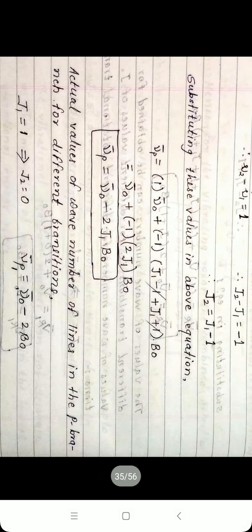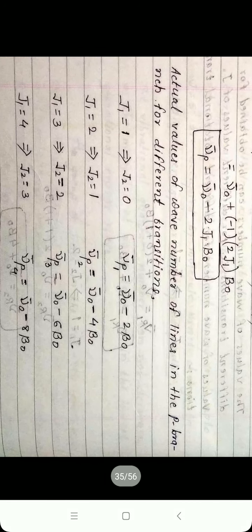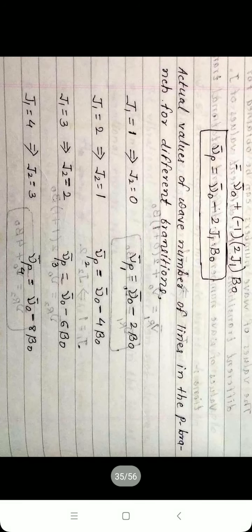Then for different rotational excitations, we find out the wave number of lines. Consider the first excitation J1 1 to J2 0. Therefore, 0 minus 1, minus 1. Because here the delta J selection rule for the P branch region is that delta J is negative, minus 1. Therefore, substituting the values of J1 and J2 in the above equation, mu bar P1 is equal to mu 0 bar minus 2B0.